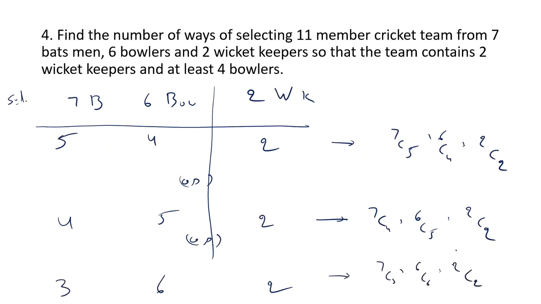Now the number of ways of selecting the team is equal to, you have to add all these things. So plus. So here you can understand that whenever OR comes, you have to add. So these are the total number of ways in which I can select a cricket team with exactly 2 wicket keepers and at least 4 bowlers.